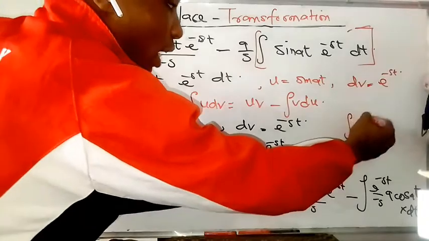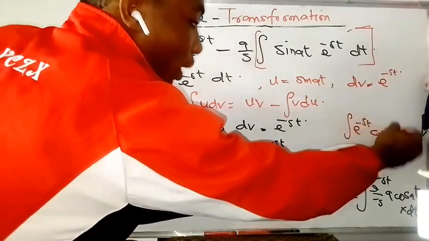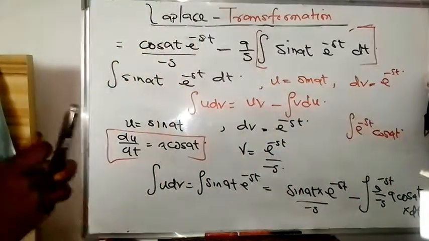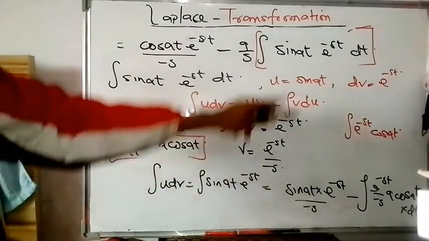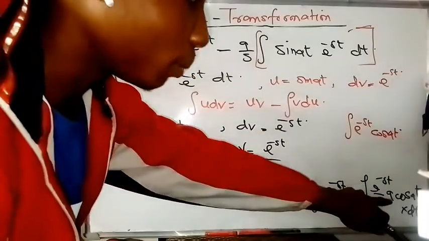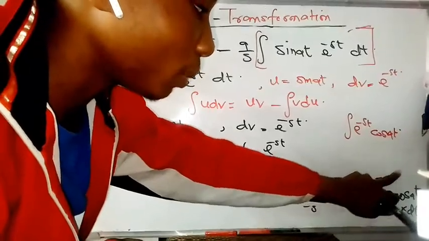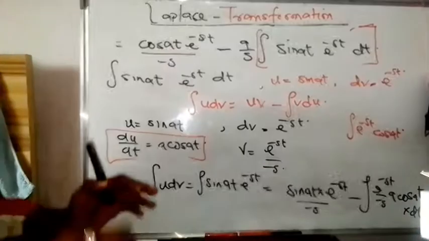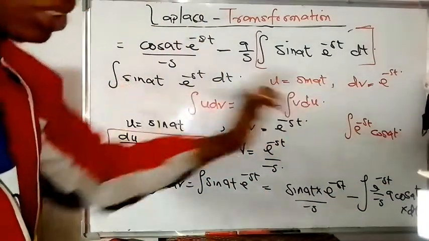So you see, if you haven't forgotten what we actually started integrating at first, we started integrating the integral of exponential minus st cos at. Now when we have recently integrated this one, we are still having exponential minus st cos at here. So you see, we are actually repeating what we started integrating at first.